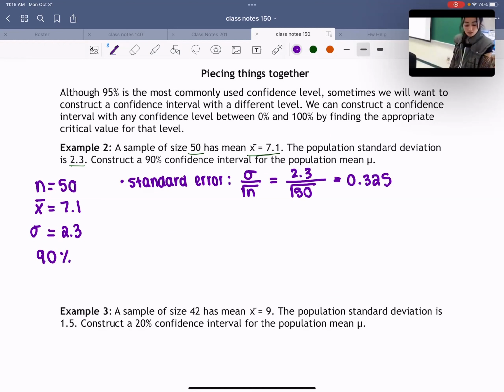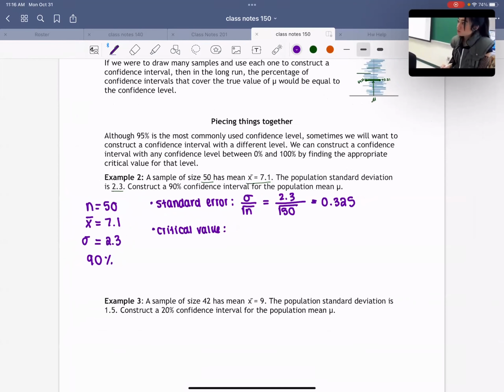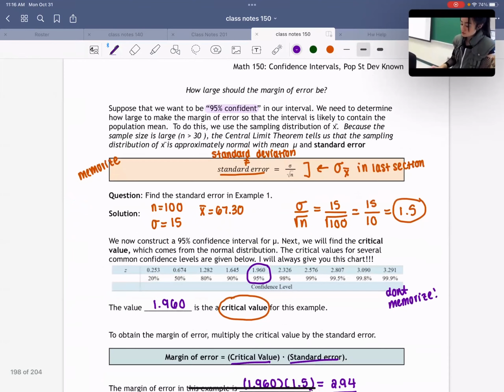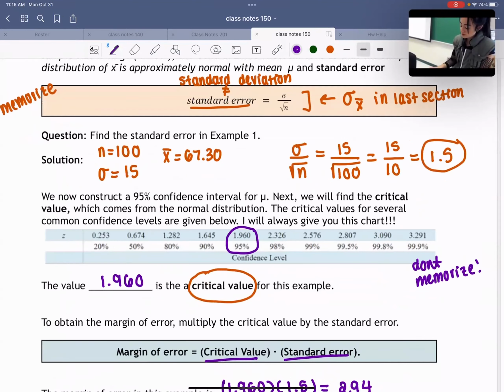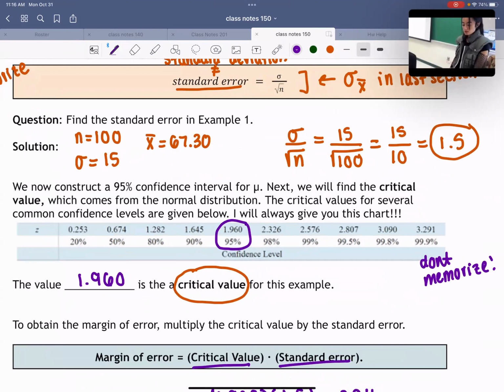All right, next we have to find the critical value, right? That's the other number that we need to multiply by. So critical value, okay. We have a 90% confidence interval. Remember, critical value is found using the handy dandy chart that I will always give you. Looking at the chart, what is my critical value?